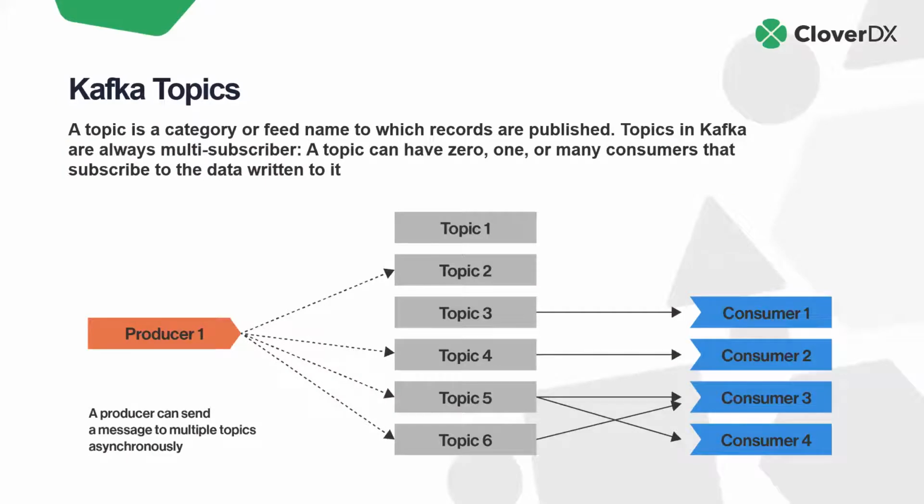So how exactly does this work? The base of Kafka is called Kafka topics. You can think of it as a feed or a category to which records are published. For example, I have an application that is pushing different types of data to different topics. You can selectively push different data, and then they can have different subscribers or consumers take each one of these data feeds as needed. So a topic can have 0, 1, or many consumers that subscribe to the data written to it.